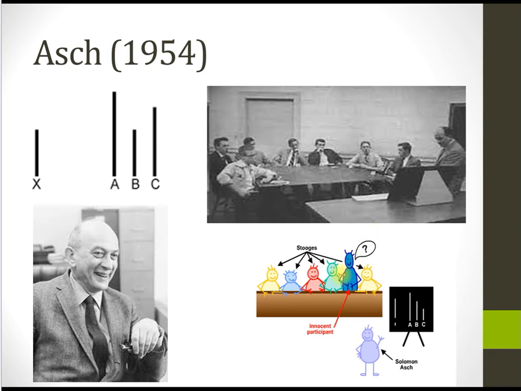and one real participant, a naive participant. The setup is such that the confederates are already sitting around the table when the real participant enters. He's a little late. He sits down. The participants are shown a comparison line and three target lines, and they have to decide which of these three lines is the same length as this one. The answer is always, on these critical trials, obvious.